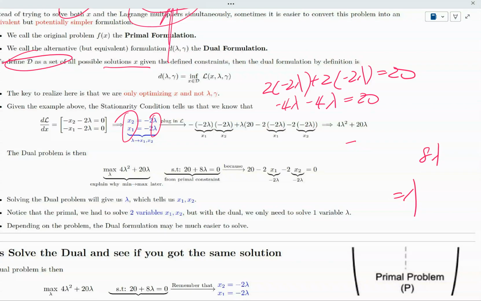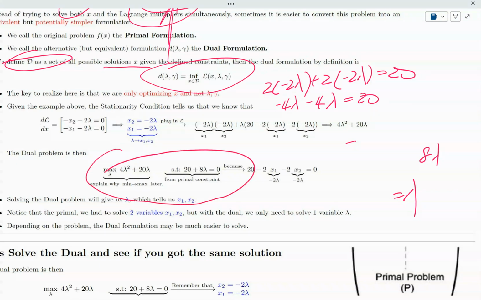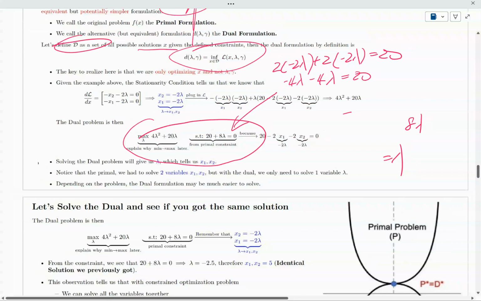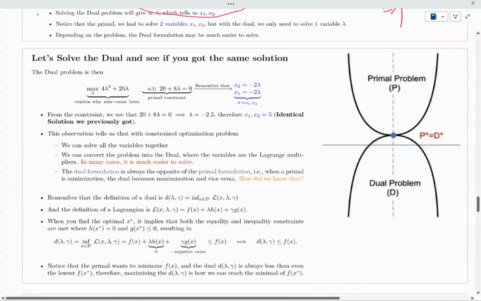We could rewrite the primal objective into the dual objective, and in the dual objective, notice that it's very easy to find lambda, and that's the purpose. Sometimes the primal could be easier. Sometimes the dual could be easier. And after you do the conversion, you can pick and choose which one is easier. Okay. Now let's solve the dual, and see if you get the same solution.